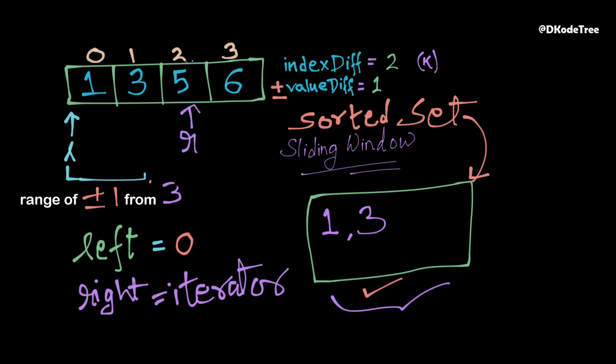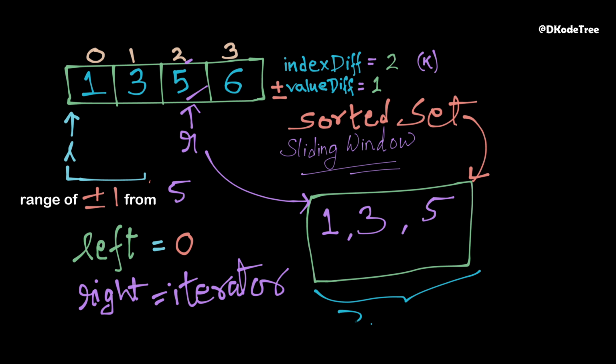Now right is at index 2, which is pointing to the element 5. We will check if there is any element in our window within the range of plus minus 1 from 5, which can be either 4 or 6. And we can see that there is still no such element. So we will simply add 5 to our sorted set. But note that now our window size is 3, which does not follow the less than equal to k condition. So we need to slide our window.